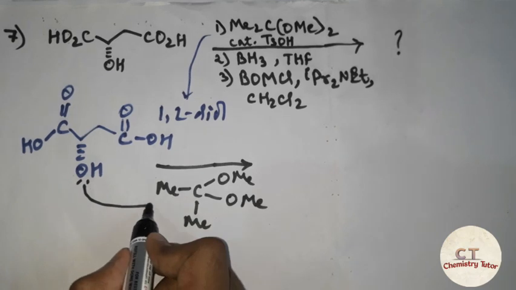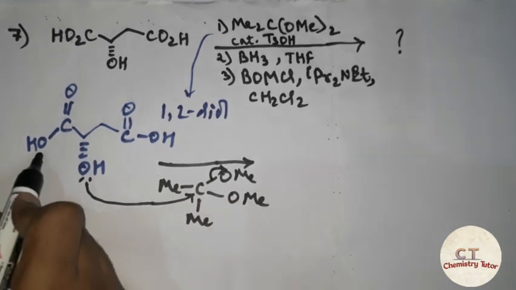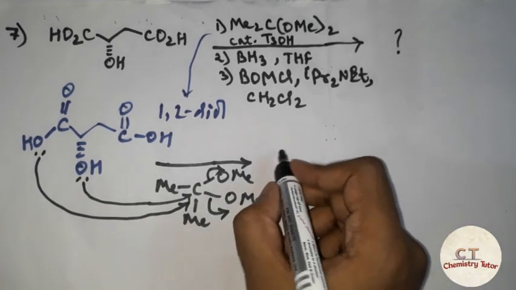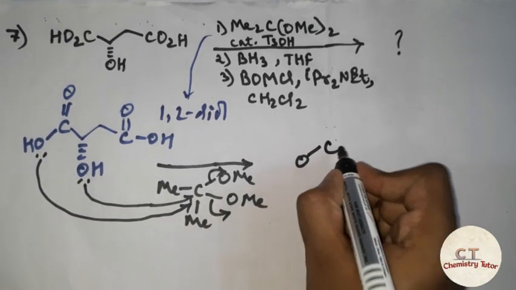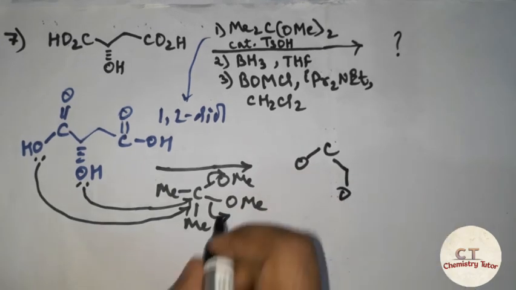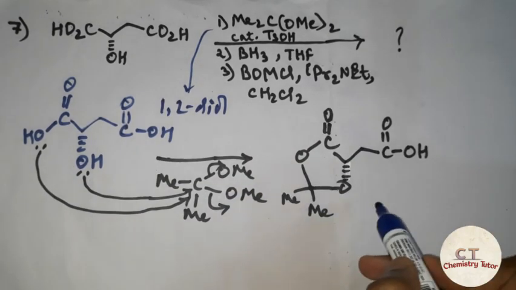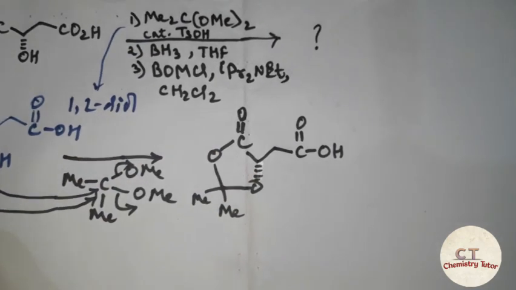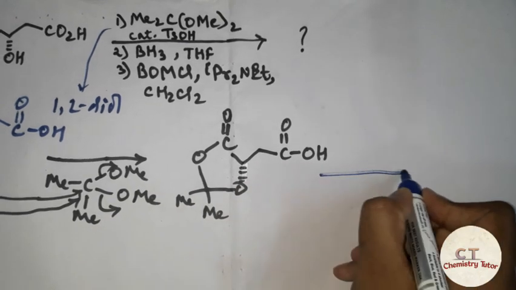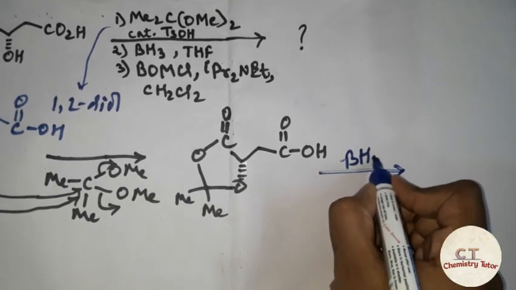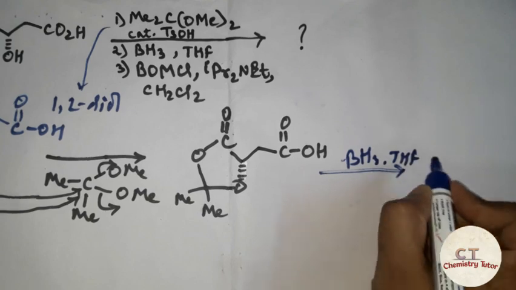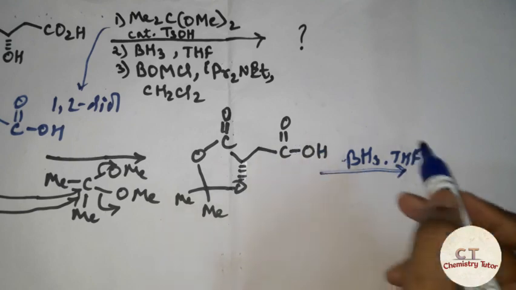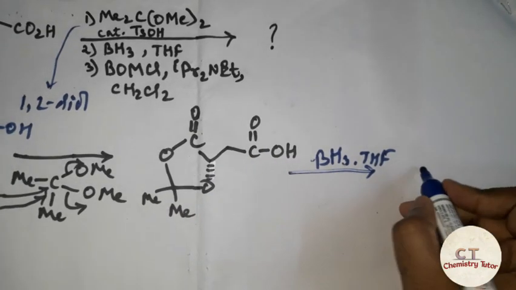First of all, we can consider it this easy way. The lone pair on the oxygen atom goes here, and OMe is a good leaving group, it will leave. Again this oxygen is going to attack here, and OMe is a good leaving group, right? So it will give us the acetonide, and we will get this product in the first step. Okay, now let's see the second step. In the next step, BH3 is added along with tetrahydrofuran. We know BH3 selectively reduces carboxylic acid to alcohol.